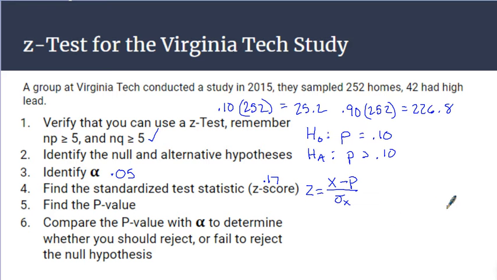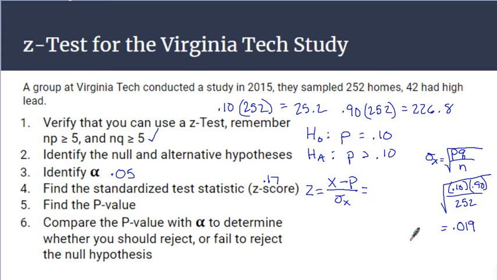Okay, and we talked about last time that standard error is equal to P times Q divided by N, and it's the square root of that whole thing. So I'm going to go ahead and do that. P is going to be equal to 0.10 and Q is 0.90. We're going to divide that by our sample size of 252, and I'm going to take the square root of that whole thing. When I do that in my calculator, I get 0.019. That is my standard error. That's what's going to go on the bottom of my z-score calculation.